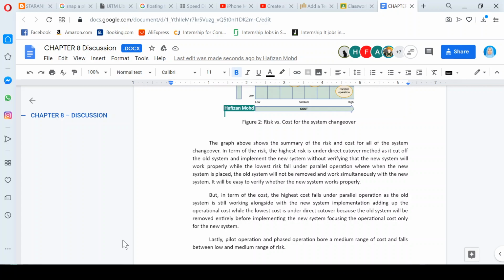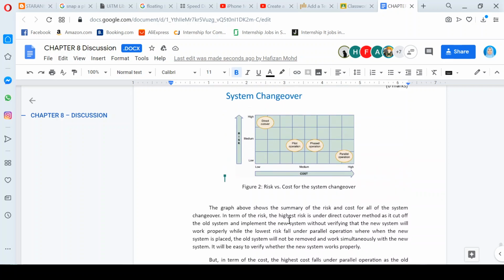So daripada figure 2 dekat bahagian bawah ni, okay, saya nak minta Anis explain. Okay, the marks for this question is 6 marks. Okay, so biasanya kita punya soalan online pada semester ni dia lebih kepada analysis. Okay, so daripada figure 2, Anis, cuba explain. Saya dengar tak, sir? Alright. Okay, berdasarkan graf ni, dia menunjukkan summary tentang risk dengan cost between 4 method changeover.